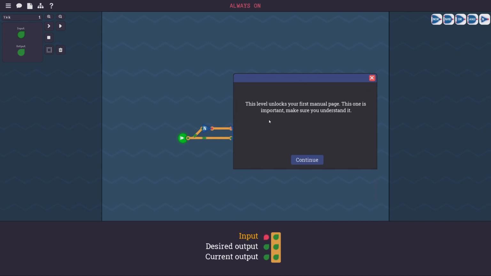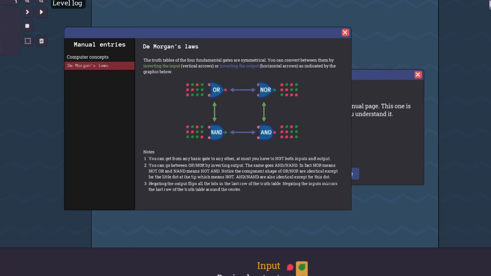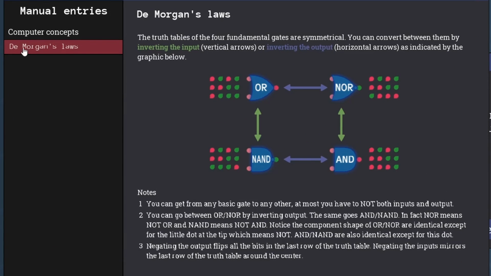This level unlocks your first manual page. This one is important. Make sure you understand it. Interesting. I didn't know there was a manual. I wonder how I get to the manual. Computer concepts, De Morgan's laws.